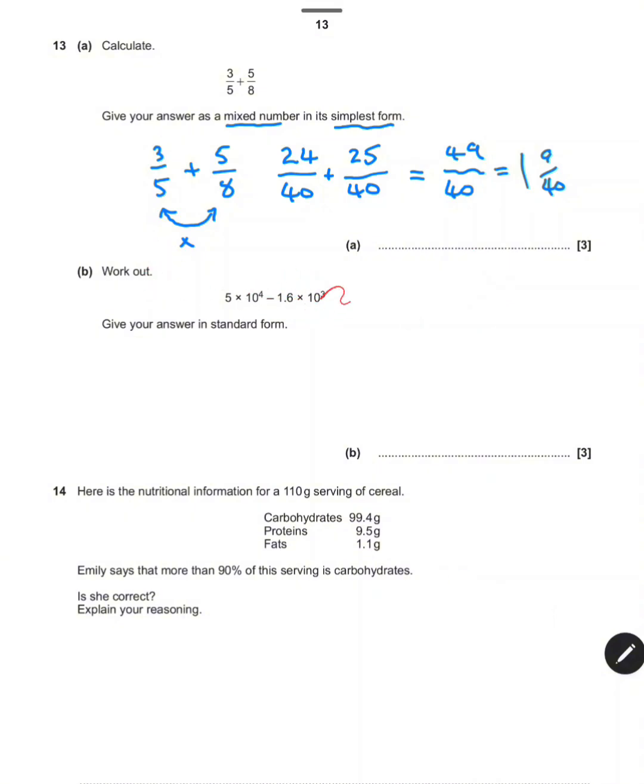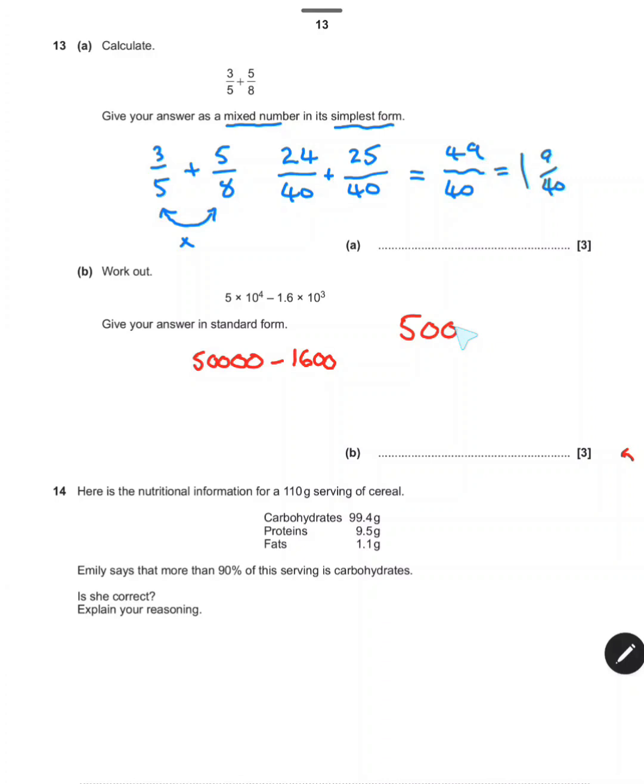Part B, we've got some standard form numbers and we're asked to subtract them. So what I'm going to do is write these as normal numbers. 5 times 10 to the 4 is 5 times 10 once, twice, 3 times, 4 times. And 1.6 times 10 to the 3, well, that's times 10 once, twice, and a third time. And I'm going to subtract these from each other.